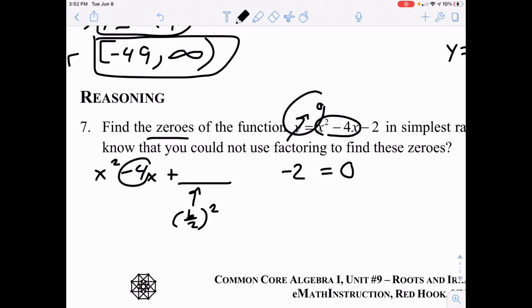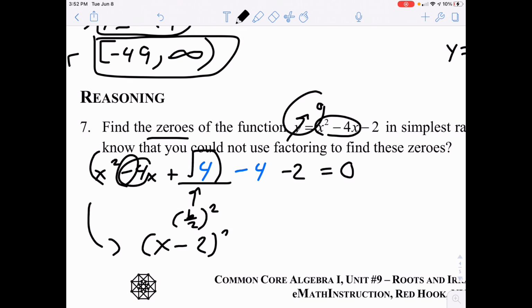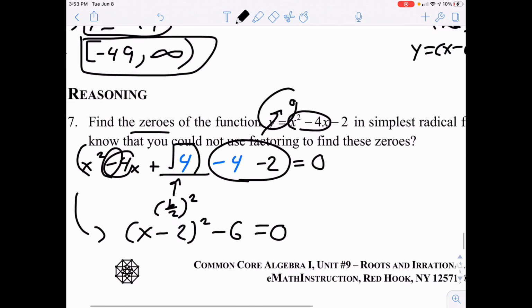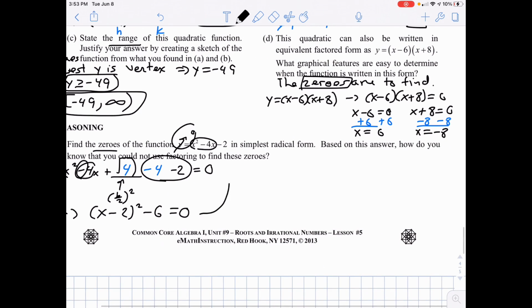So there's our b term. Negative 4 divided by 2 is negative 2. Negative 2 squared is 4. So we're going to add 4 here, but we have to subtract that same amount. Section this off. This becomes x minus, square root of that would be 2, squared, minus 6 equals 0. Well, what do we get? We have x minus 2 quantity squared minus 6 equals 0.